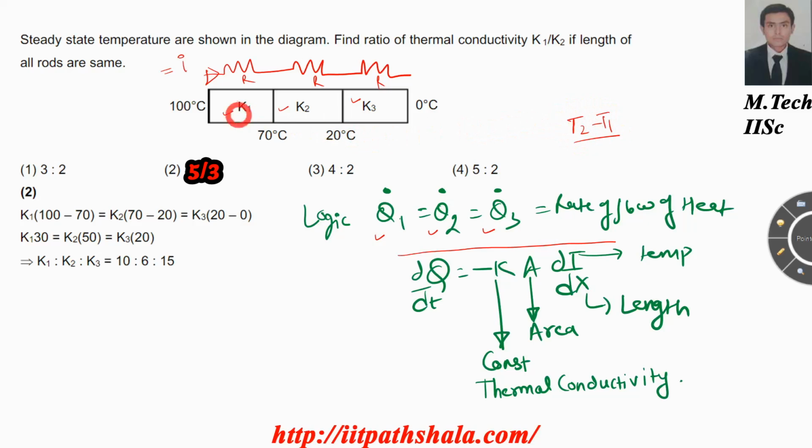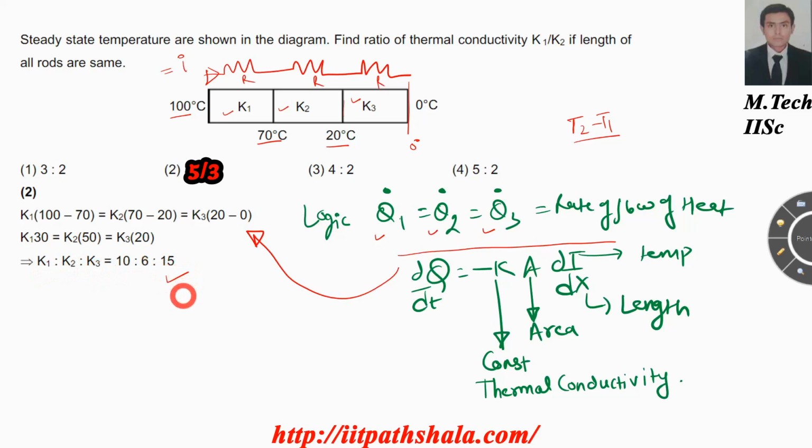Now here you can see that there is 100 Celsius given to you. At this junction over here it is 70 degree, at this junction over here it is 20 degree, and at this junction over here it is 0 degree. Put all the data, and you'll be getting the following expression over here. Now you can figure out the ratio K1 ratio K2 ratio K3 as follows.